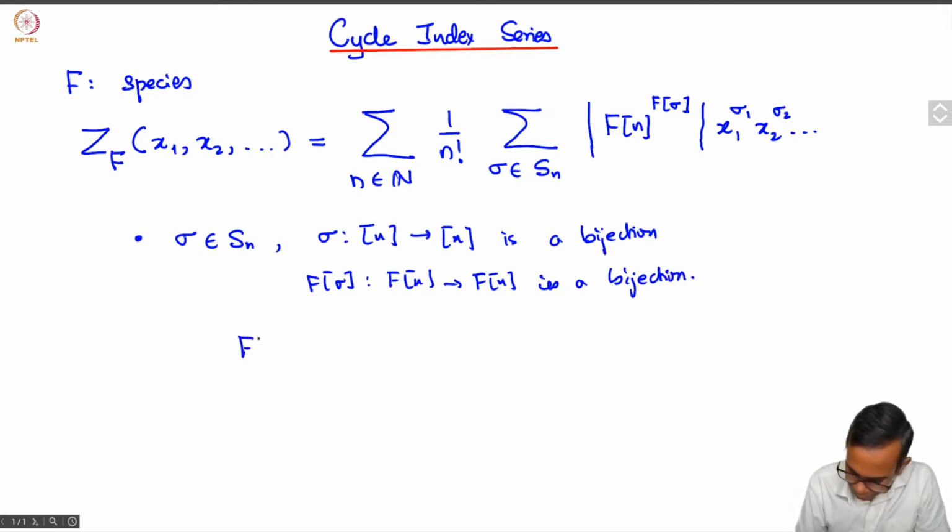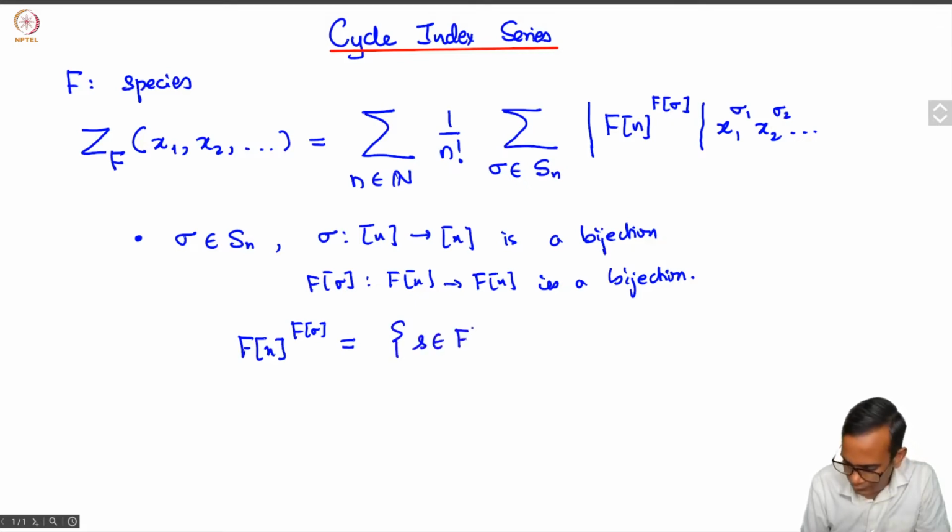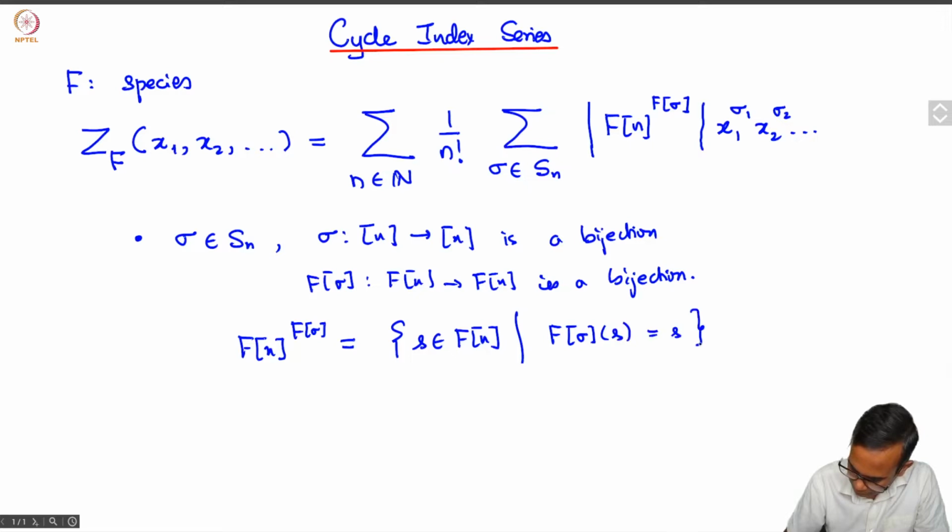And F[n] superscript F sigma. Now we are back to the notation that we used when we were studying orbits and fixed points and so on. This is the set of fixed points, so the F structures on n that are fixed by F sigma. So F sigma takes s to s.